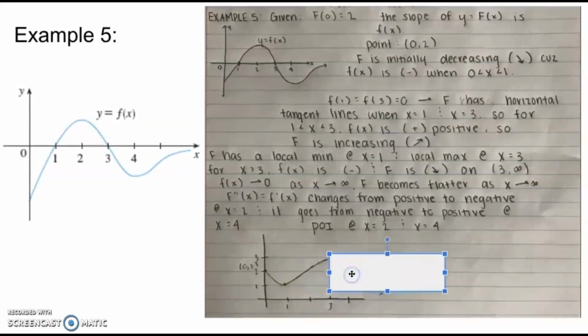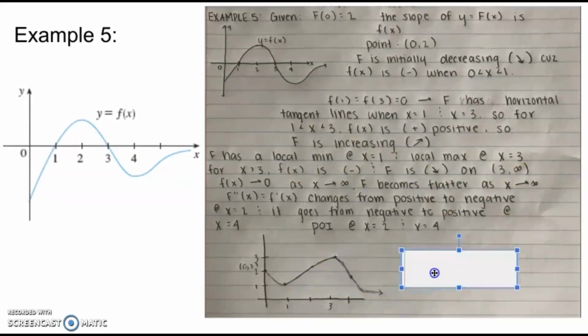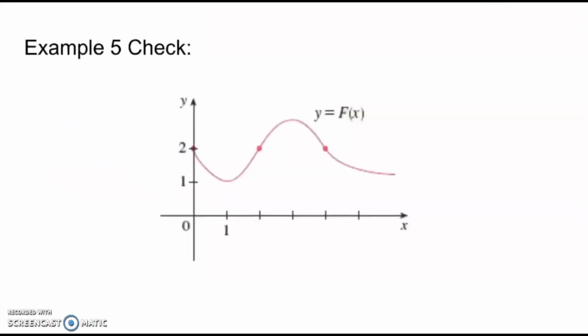We are also told that there is a maximum at 3. Once we have that, we can see that anything greater than 3 is now decreasing because f of x was negative. And then it'll flatten out. So then we get this sketch. To double check this, we can check the answer, which looks pretty close to what we got.